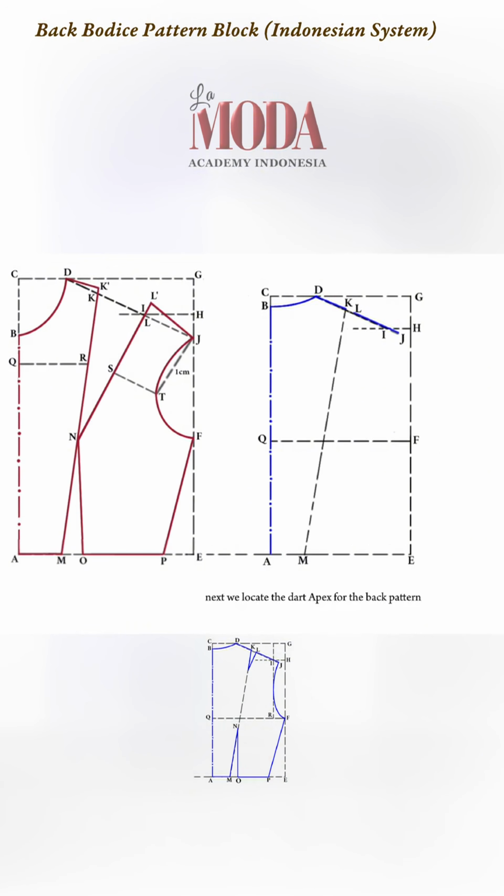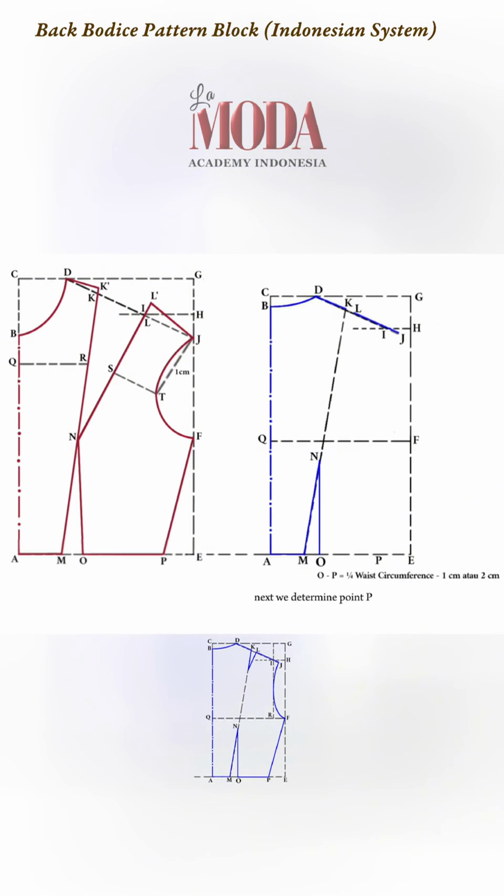Next, we locate the dart apex for the back pattern. From the guideline drawn between point F and point Q, measure downward 4 centimeters. This point is labeled point N. To determine the dart width, locate point O. According to the formula, the distance from point M to point O is fixed at 2 centimeters. Then, connect point M to point N and continue to point O to form the back waist dart.